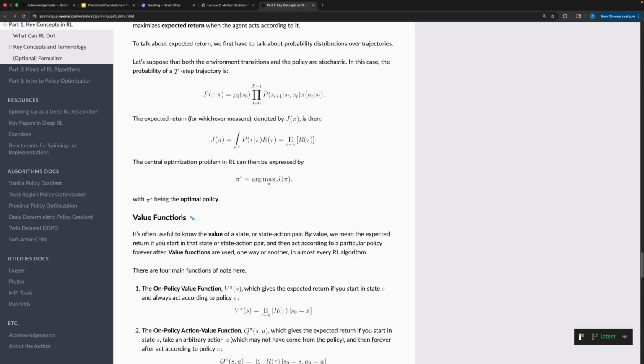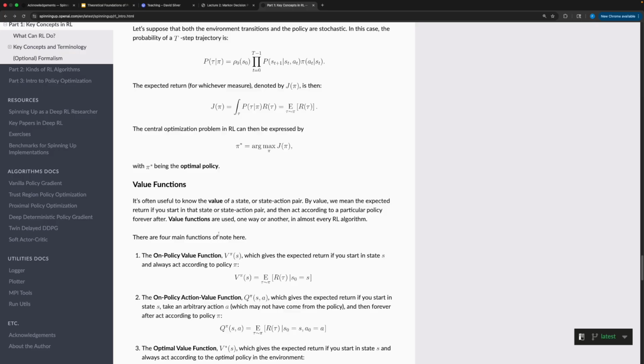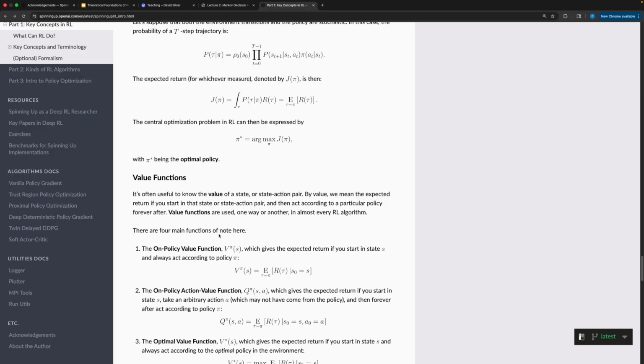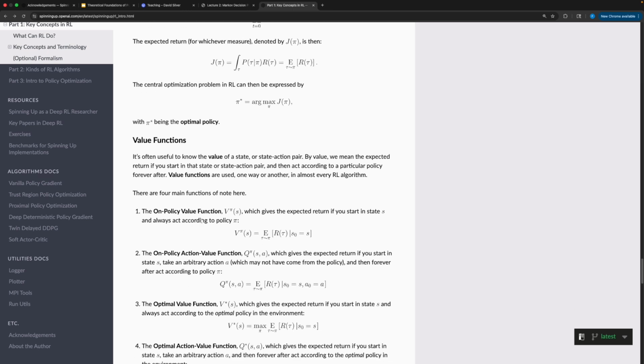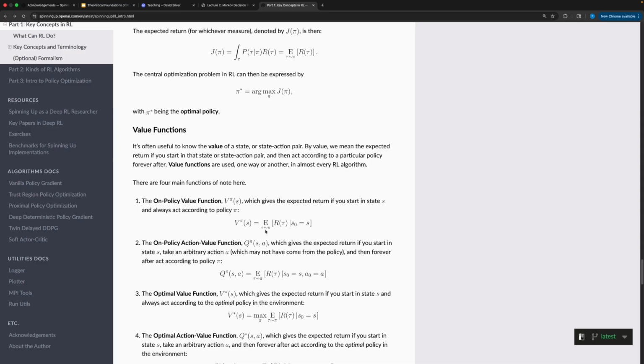So now let's look at what value functions are. We have seen that we want to measure how good a policy is, and to do that we need to understand the value of a state. So what does the value function mean? The on-policy value function v pi of s gives you the expected returns if you are starting from that state and you continue to follow your policy.